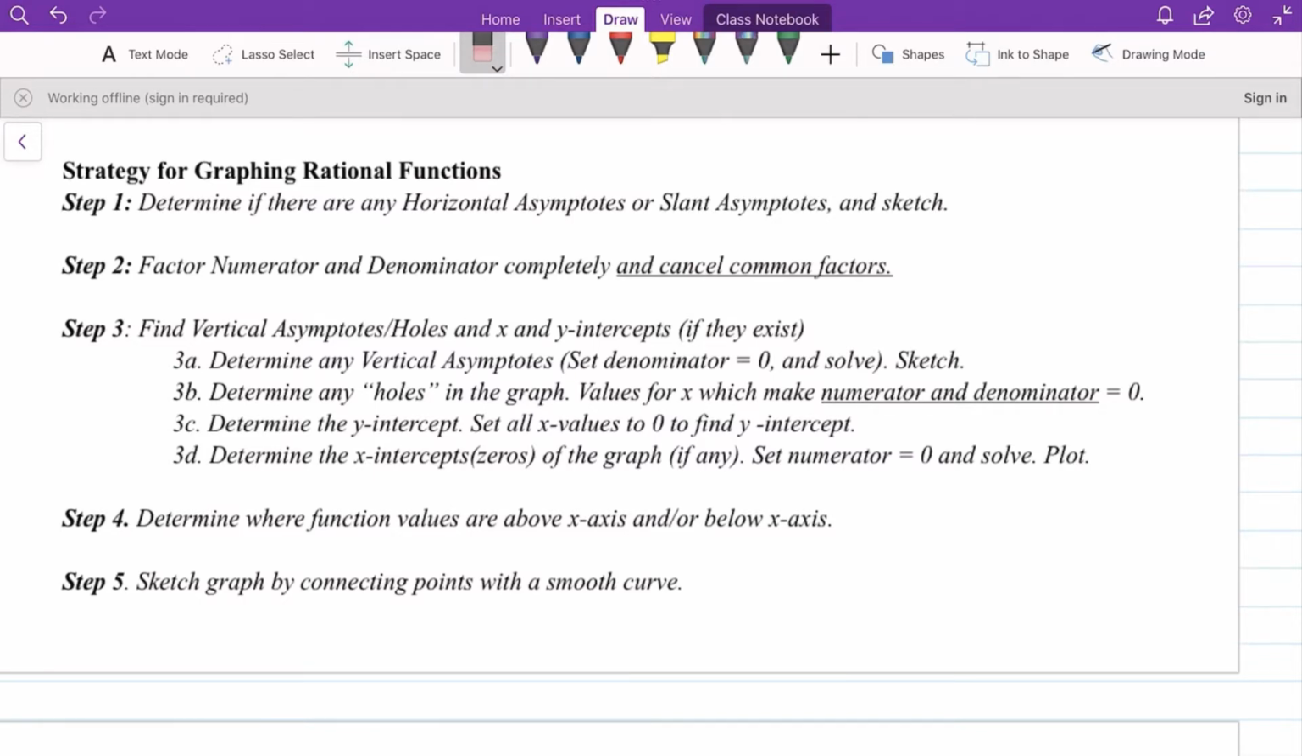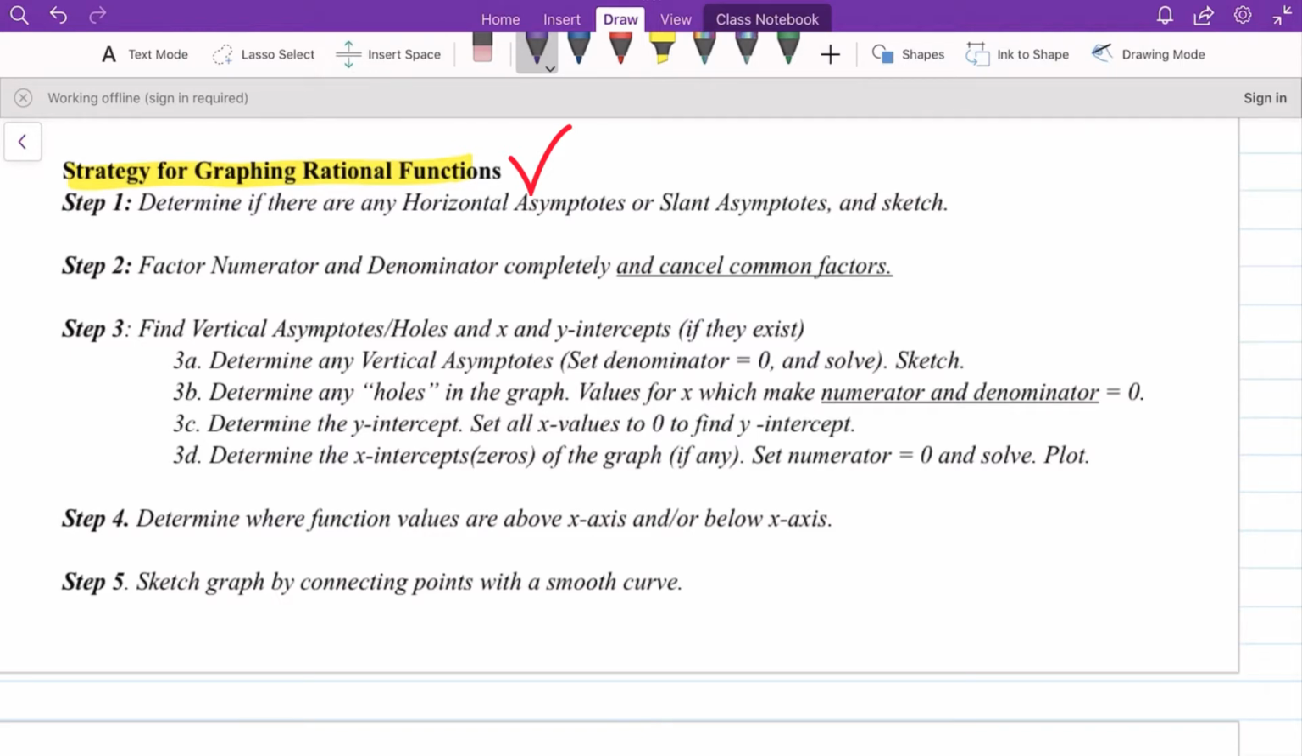So as you can see on the screen, I've got my strategy for graphing rational functions. These are just my steps for graphing rational functions. This is how I like to approach it, how I like to attack it. Other people may have their own way of doing it. This is just how I like to do it. So I'm going to go through this step by step and go through the entire process and put all the pieces that we did in the first 2 videos to use in this video.